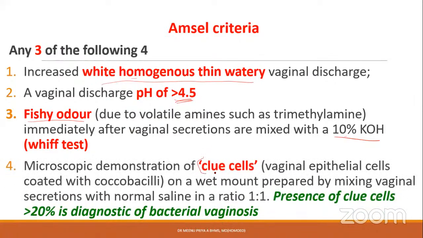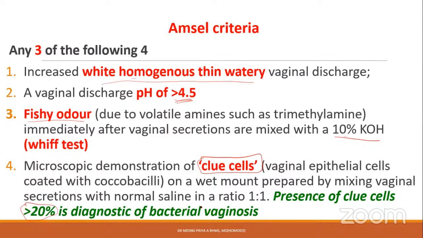So always remember, clue cells is bacterial vaginosis. Microscopic demonstration of clue cells, which are vaginal epithelial cells coated with cocobacilli, on a wet mount prepared by mixing vaginal secretions with normal saline in a ratio of 1:1. The main key point here is clue cells. The presence of clue cells more than 20%. Always remember the range, because clue cells are also present, as we saw in the previous slide, in Trichomonas too, but more than 20% is diagnostic of bacterial vaginosis.